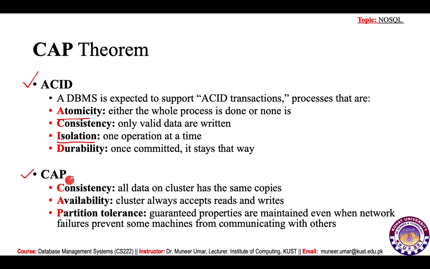By CAP theorem, we have consistency. By consistency, we mean that all the data on all the clusters or machines must be similar. And by availability, we mean that all the systems must be available for reads and writes, or simply we can say that all the systems must perform and be available, and the users must be given the services all the time. By partition tolerance, we mean that there should be a guarantee that if there is a problem in the network, still the system must work.